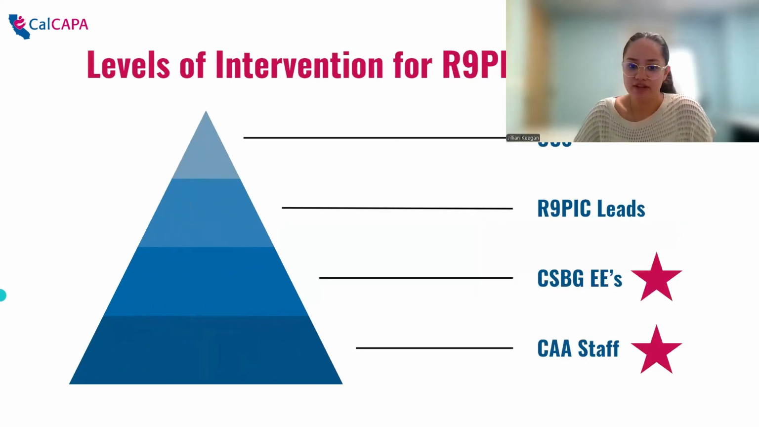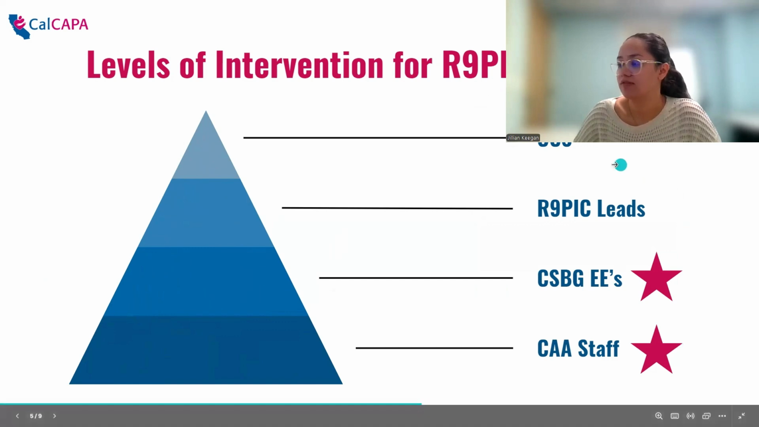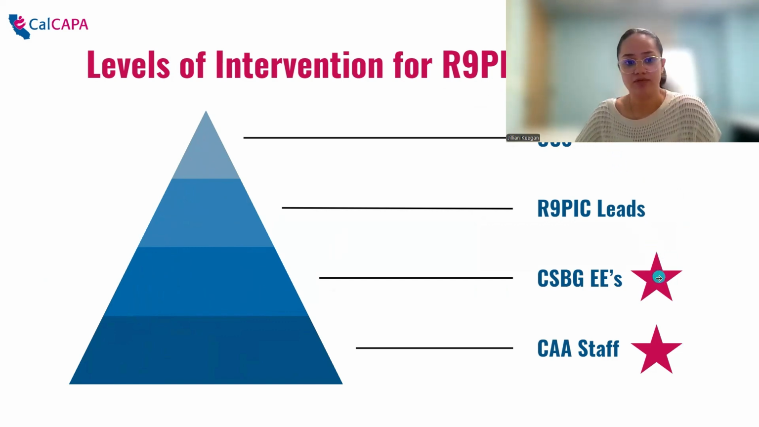So next, levels of intervention. For the purposes of outcome measurement for R9PIC, we're focusing on these 4 levels of intervention. But the ones that we need specific help from our CAAs are these CSBG eligible entity level outcomes and the CAA staff level outcomes.